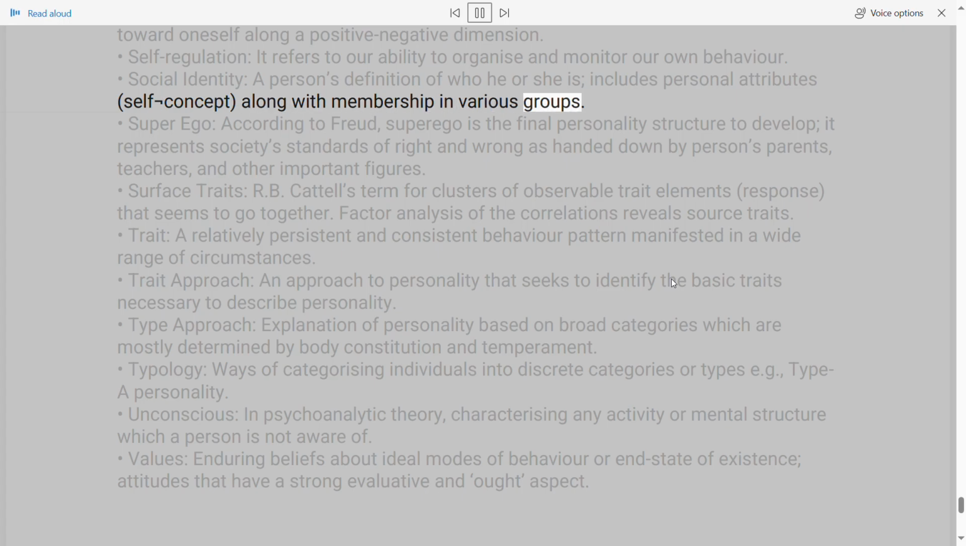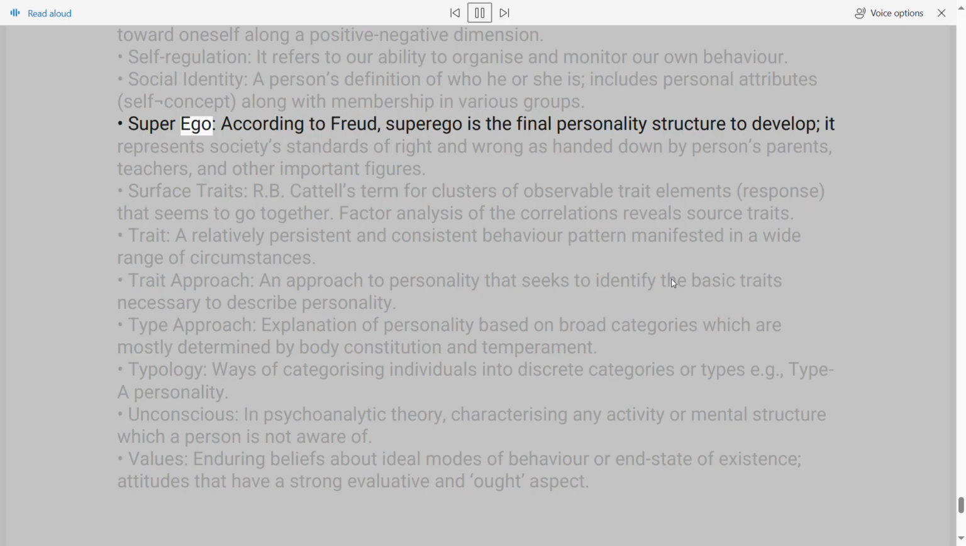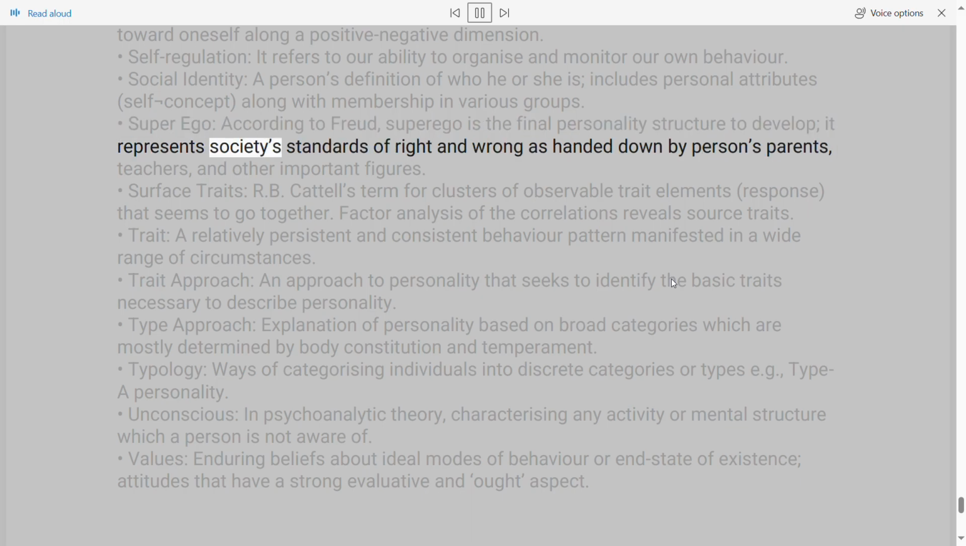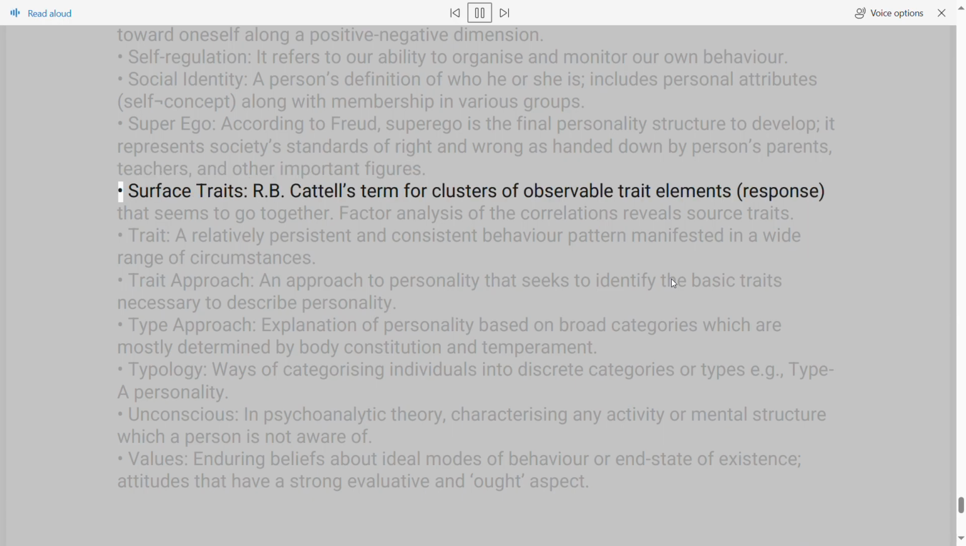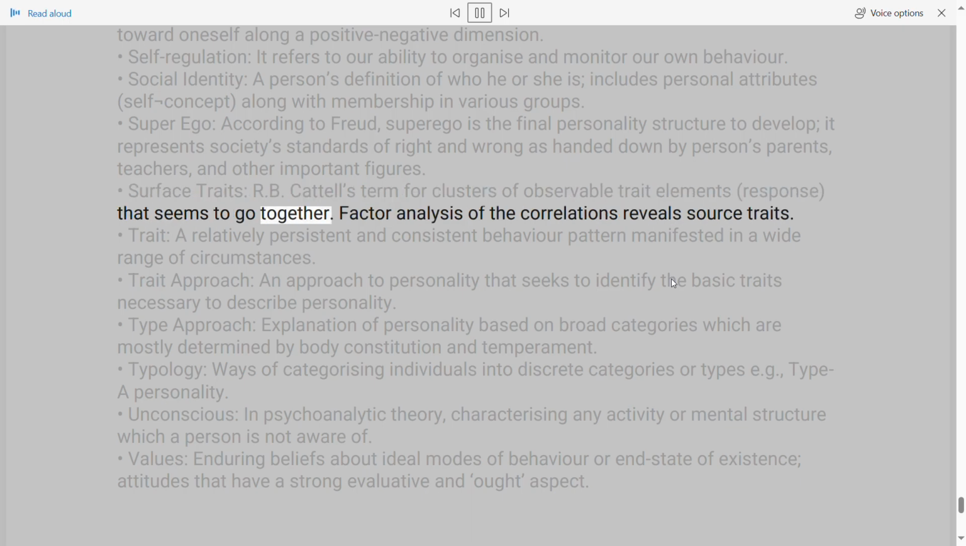Superego, according to Freud, superego is the final personality structure to develop. It represents society's standards of right and wrong as handed down by a person's parents, teachers, and other important figures. Surface traits, R.B. Cattell's term for clusters of observable trait elements, responses, that seem to go together. Factor analysis of the correlations reveals source traits.